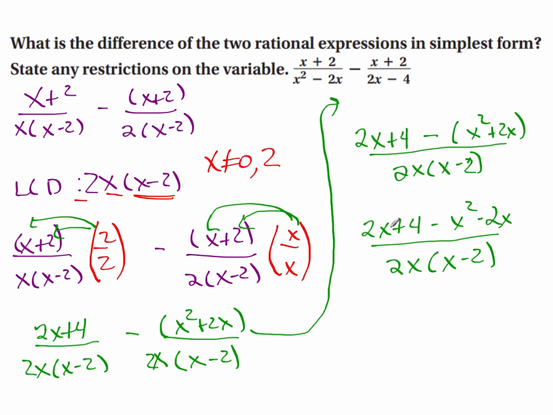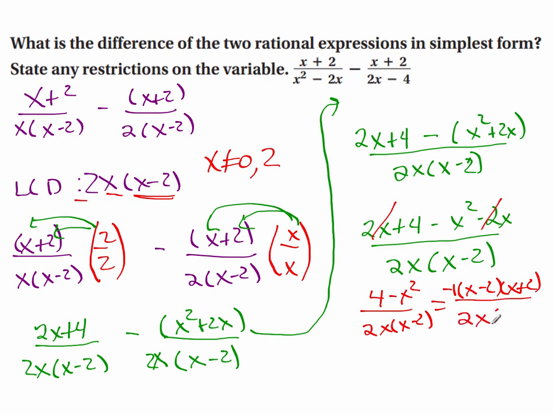Now let me come back here. The 2x's will cancel, and this becomes 4 minus x squared divided by 2x times x minus 2. And when I factor this, it becomes negative 1 times x minus 2 times x plus 2, divided by 2x times x minus 2. Now, I see my x minus 2 cancels in numerator and denominator. So I'm left with, what am I left with? Minus x plus 2 divided by 2x.